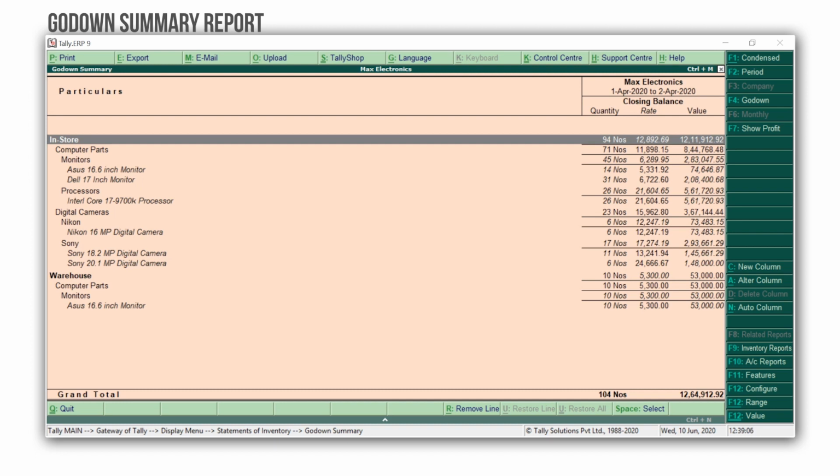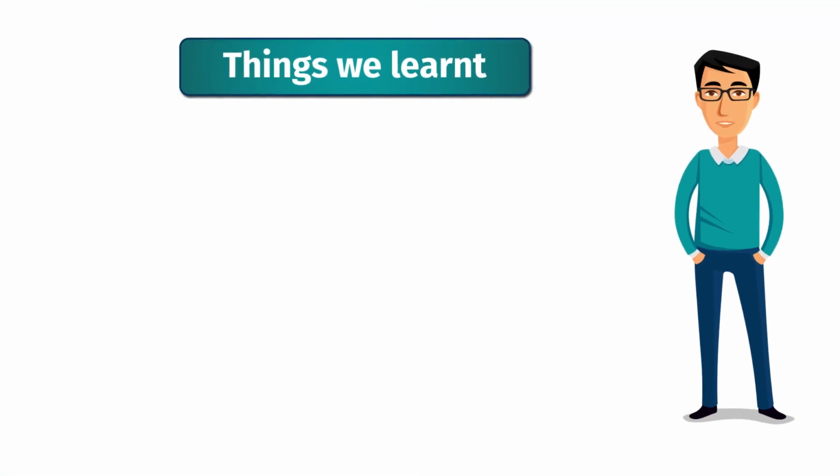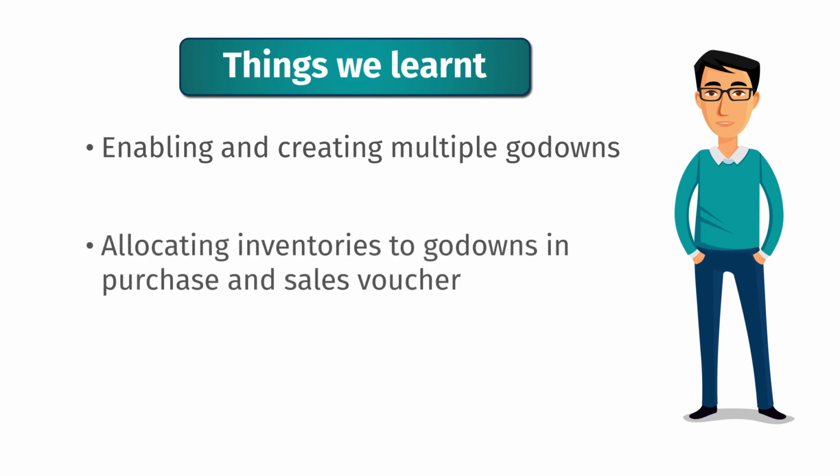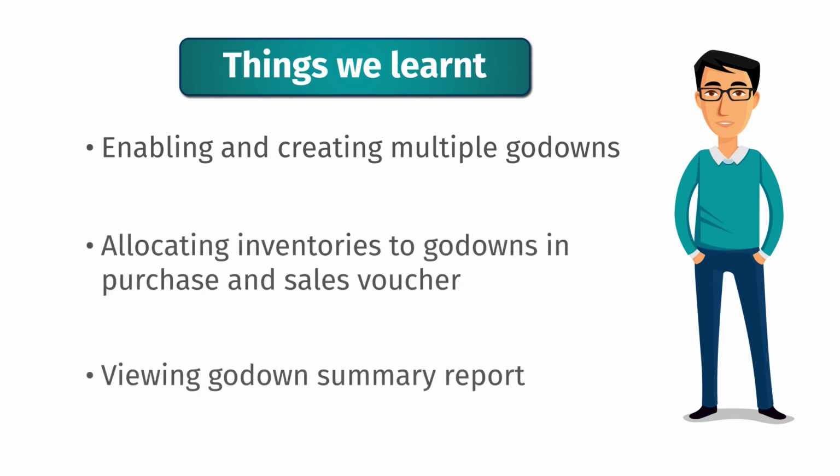detail and insights. So, a quick recap of things we learned in this session. Enabling and creating multiple godowns, allocating inventories to godowns in purchase and sales vouchers, and viewing the Godowns summary report.